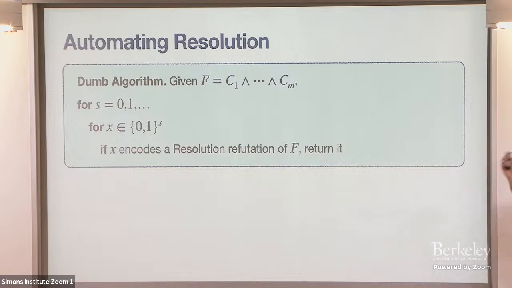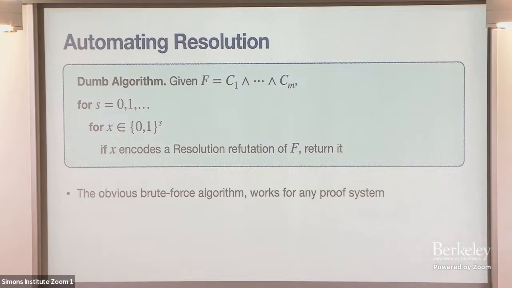I'm going to assume this thing's unsatisfiable. Let's not worry about that kind of detail. But this is an algorithm. If you give me an unsatisfiable thing, it's complete. It's certainly an automating algorithm, right? Given any tautology, it'll output a resolution proof of it. And this is in some sense the obvious brute force algorithm. This works for any proof system at all, right? As long as I can test that something is a proof, which is a requirement for a proof system, I can write down this algorithm for it.